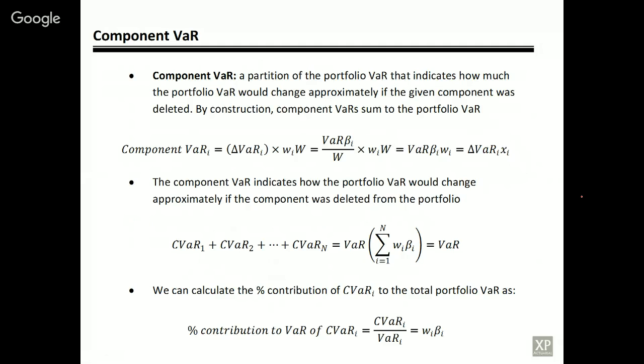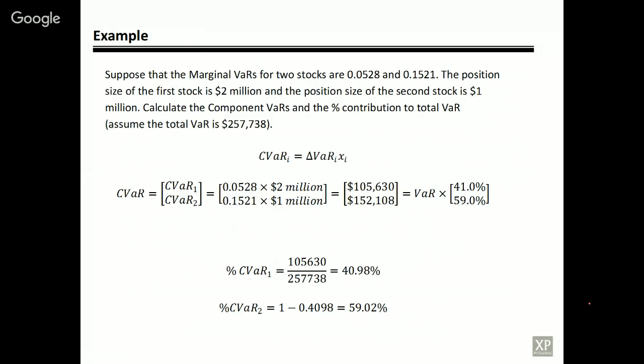And a nice thing about component VAR is that the sum of the component VARs, VAR1 to VARn, is equal to our total VAR. Because that's the case, we can also calculate the percentage contribution of each CVAR to the total VAR. And here we just take the CVAR for position i divided by our total VAR. An easy way to explain that is with an example.